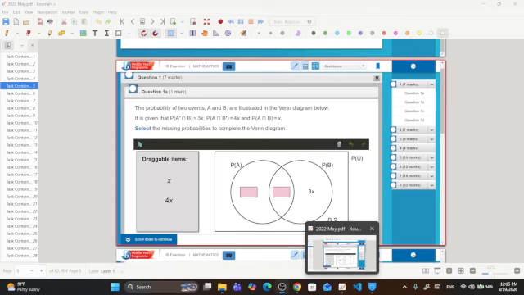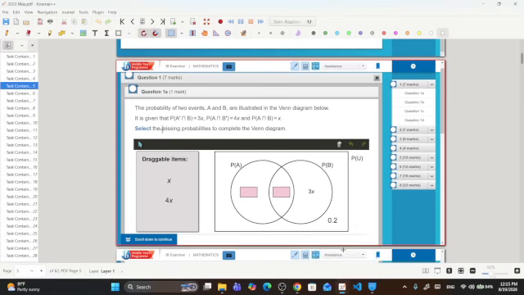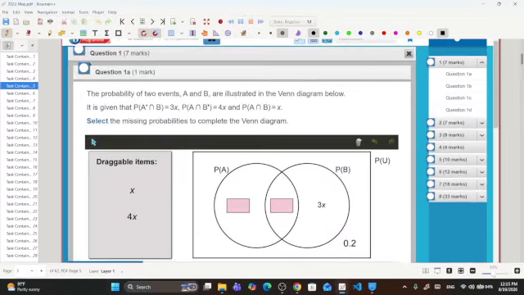So 2022 May. The probability of two events A and B are illustrated in the Venn diagram below. It is given that the probability of A complementary intersection B is 3x and the probability of A intersection B complementary is 4x and the probability of A intersection B is x. Select the missing probabilities to complete the Venn diagram.